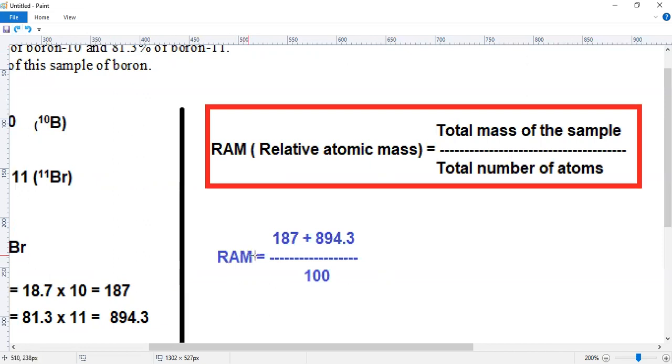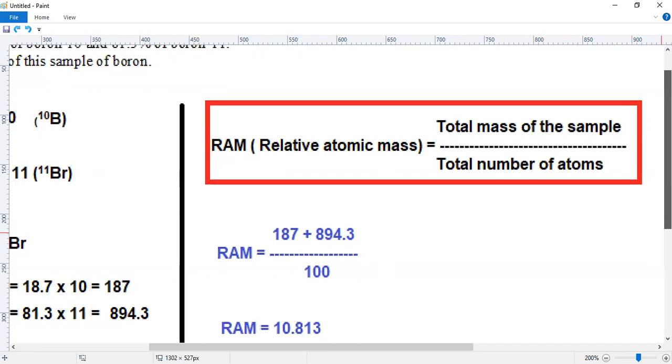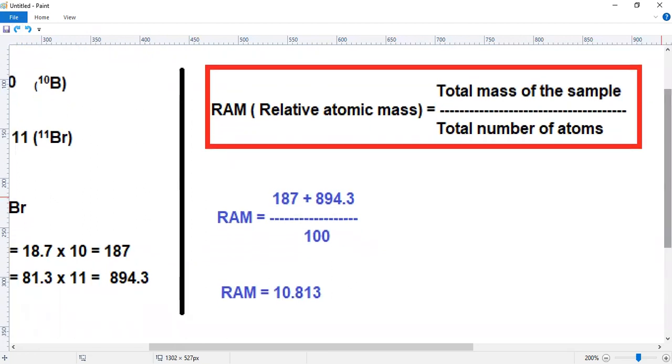Okay. Now the relative atomic mass is equal to, as I said, 187 plus 894.3 divided by 100. So the answer is going to be 10.813. This has 3 decimal points. If the question asks you to write in 2 decimal points, then we can write the answer as 10.81. However, finally, when you do the work, please be in the habit of double underlining the final answer. I have given just one underlining. You have to make it double underline.